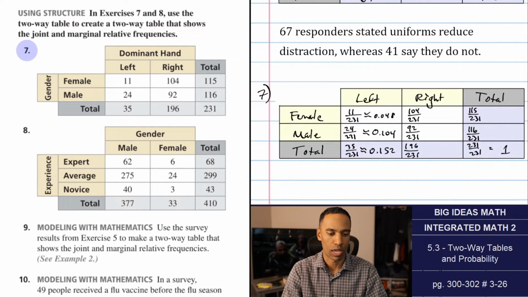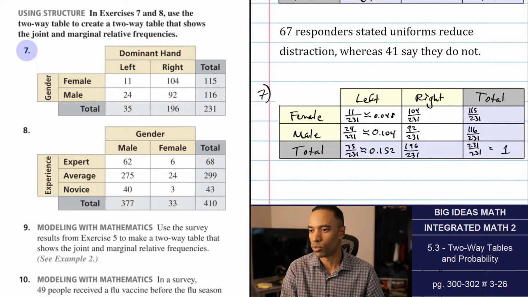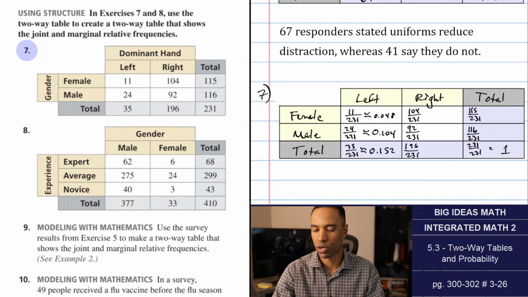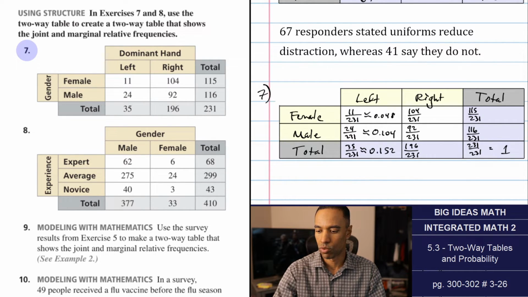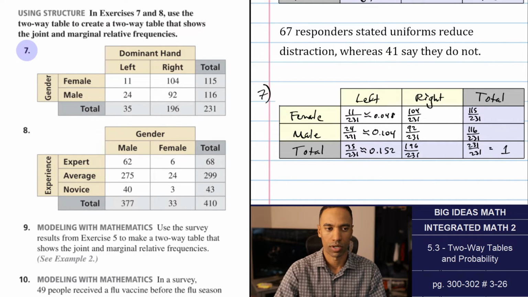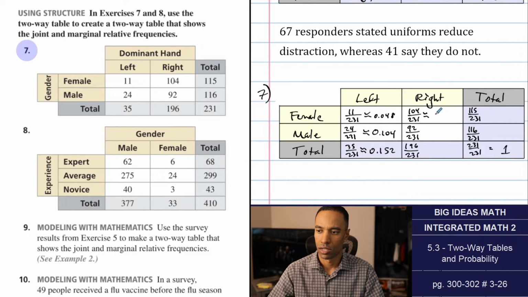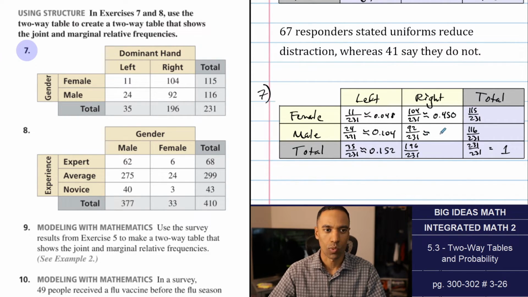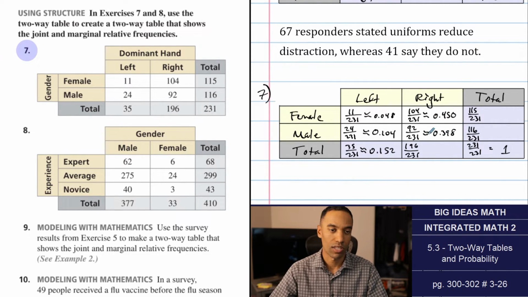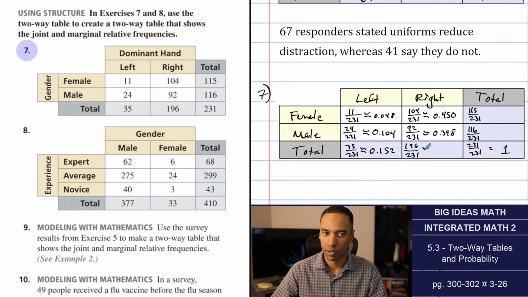And I'll continue to do the same off screen as I write them down. So we'll do 104 over 231, 92 over 231, and 196 over 231. Okay, so I have for this first one 0.450. I'll just write the 0 for precision purposes. The next one is 0.398. A lot more righties than lefties, right? And then total 0.848.